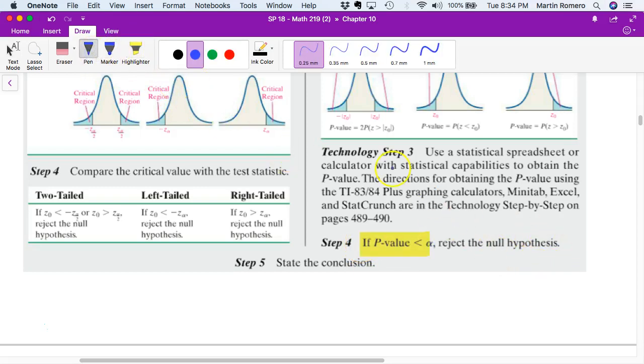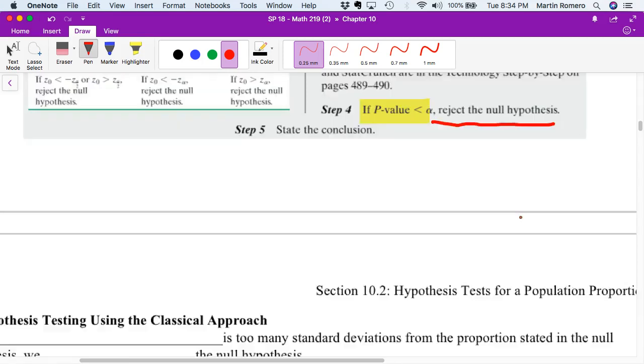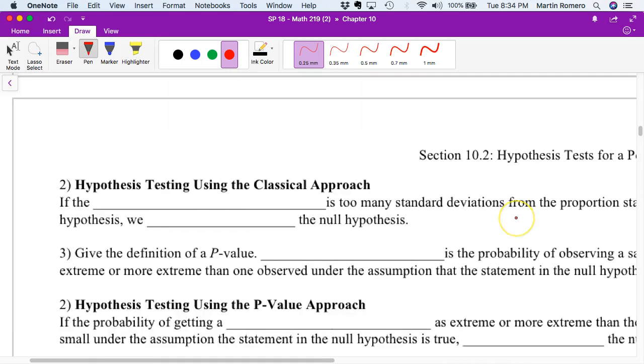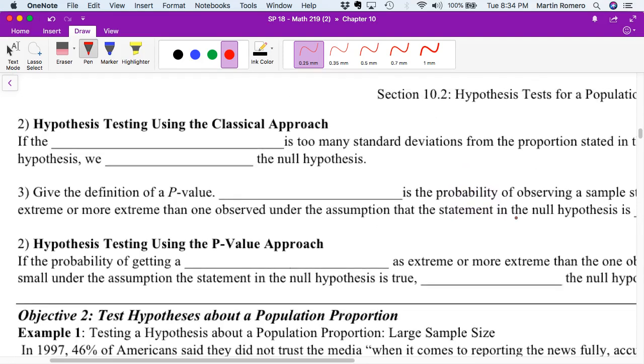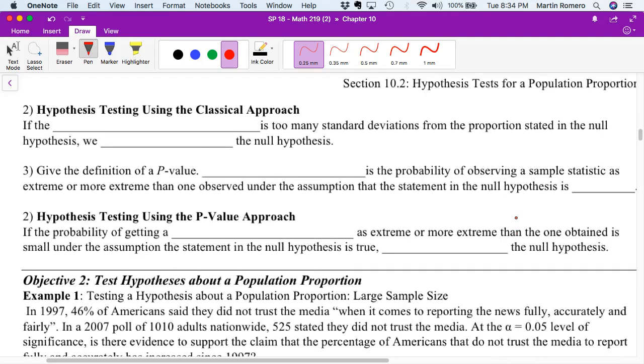Very important conclusion right here. If the p-value that we calculate is less than the alpha, we reject the null hypothesis. Let's go ahead and fill in a couple of things here. We will not be doing the classical approach. We'll be doing the p-value approach. And in this case here, we can fill this in for now.